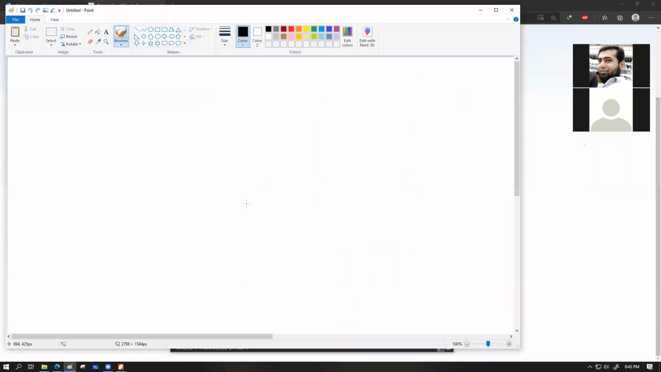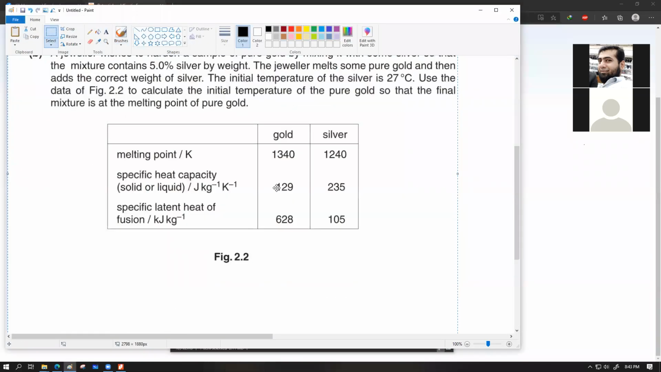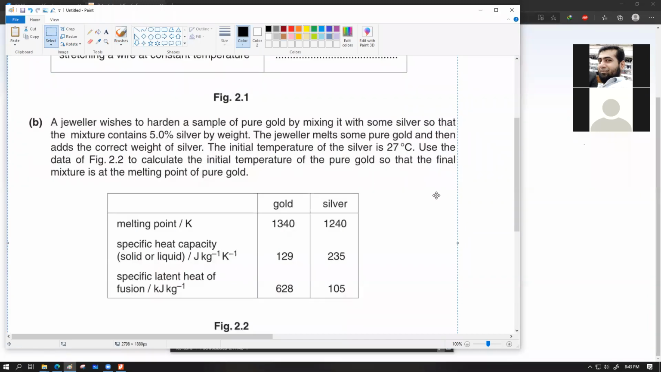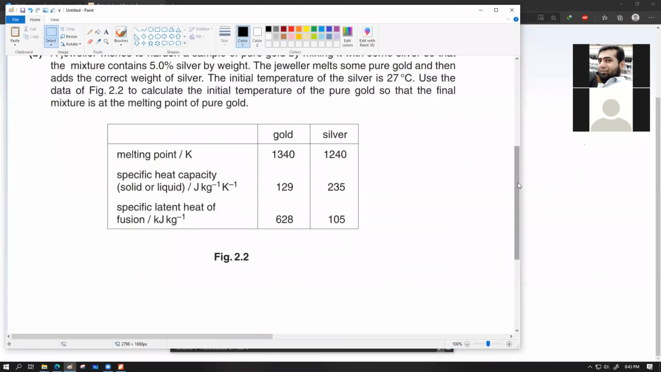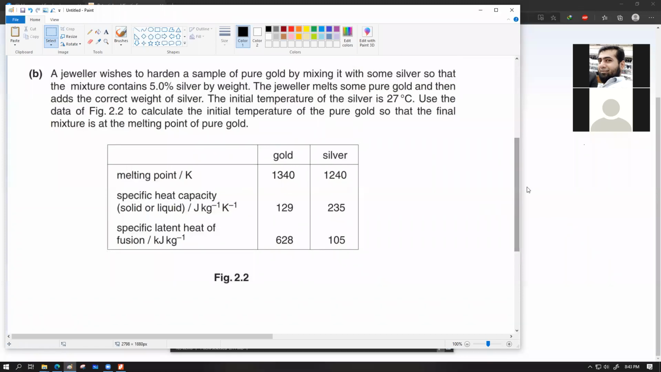Where's my MS Paint? So let's have a look at question number B, everyone. A jeweler wishes to harden a sample of pure gold by mixing it with some silver so that the mixture contains 5% of silver by weight. The jeweler melts some pure gold and then adds the correct weight of silver. The initial temperature of the silver is 27 degrees Celsius. Use the data on figure 2.2 to calculate the initial temperature of the pure gold so that the final mixture is at the melting point of pure gold.